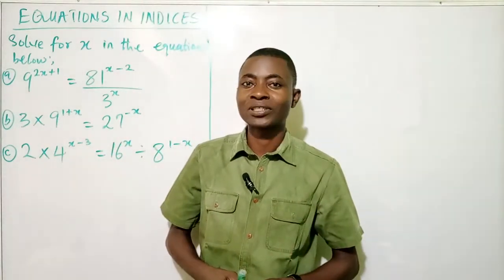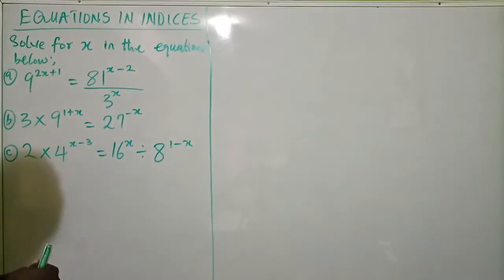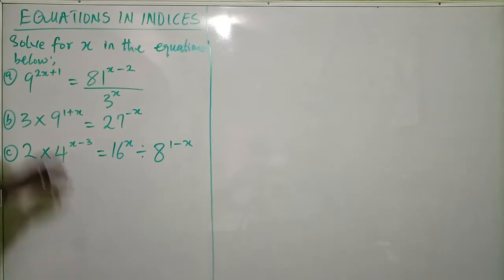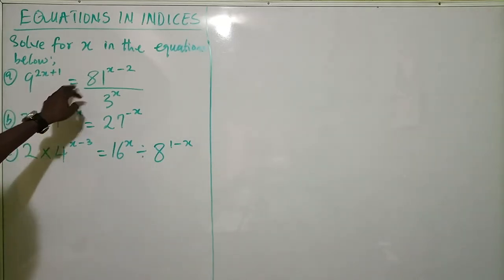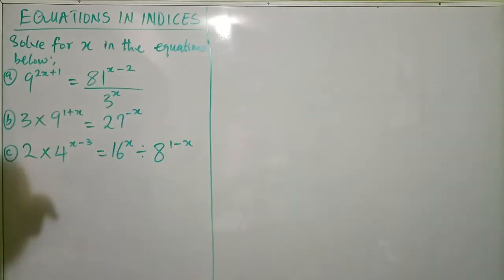Still under equations in indices. This time we have three questions that we will be considering in this video. We said we should solve for the value of x in this equation. Number one, 9 raised to the power of 2x plus 1 equals 81 raised to the power of x minus 2 over 3 raised to the power of x.